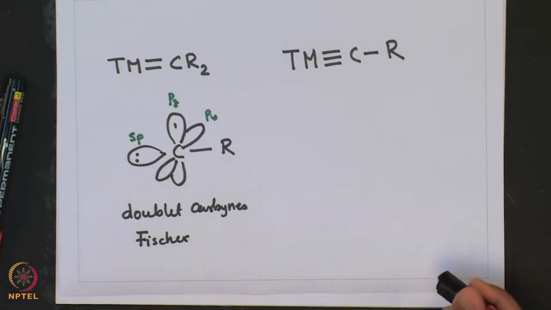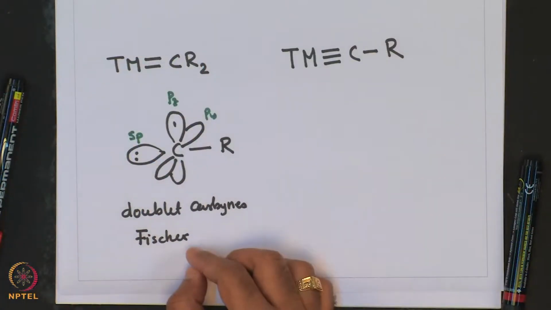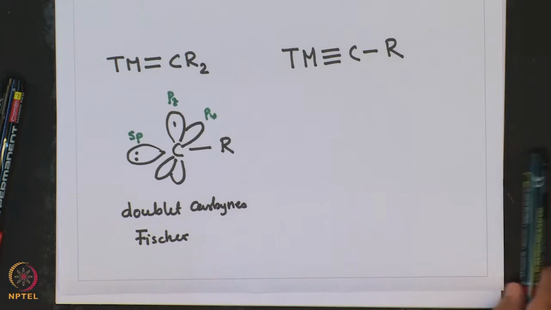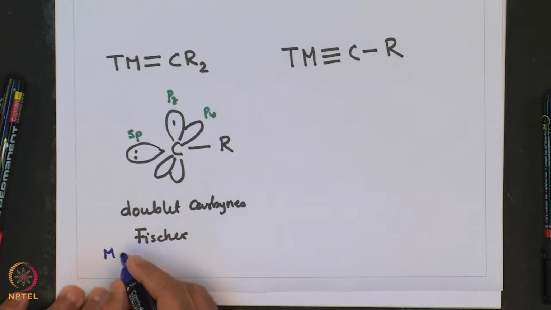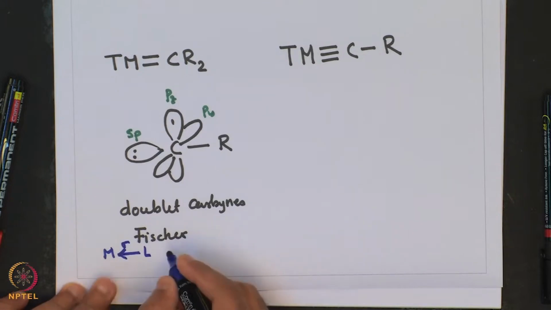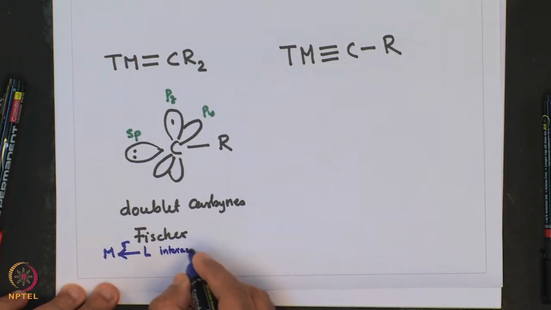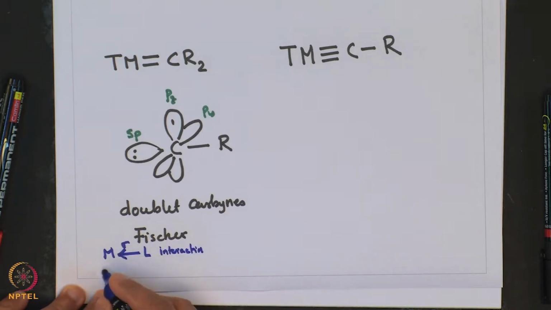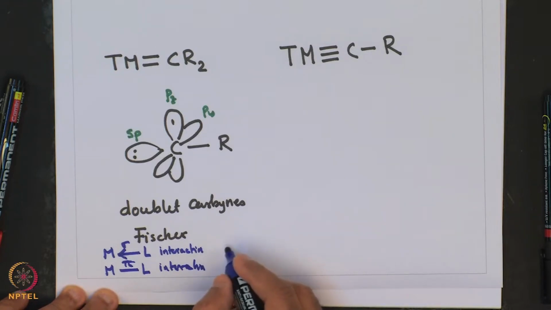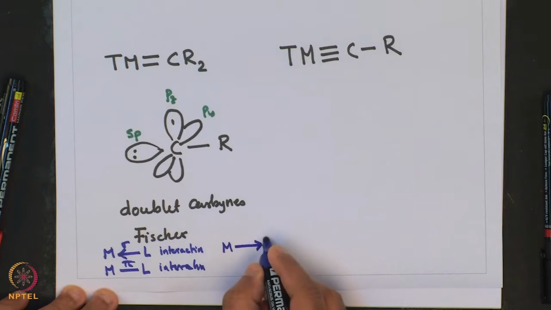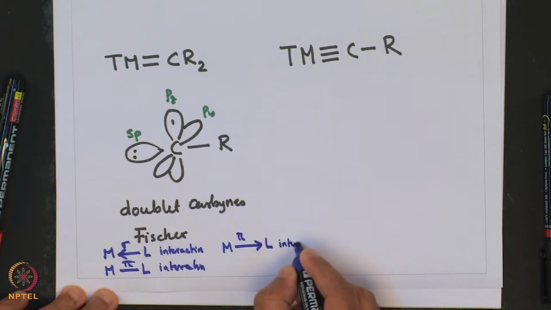Now, we had discussed in detail the interaction of these carbenic species with the transition metal for this kind of Fischer carbene complexes, and what we found is that these contain 3 kinds of interaction. One, ligand to metal sigma interaction; the next one is metal to ligand pi interaction; and the last one is metal to ligand pi interaction.